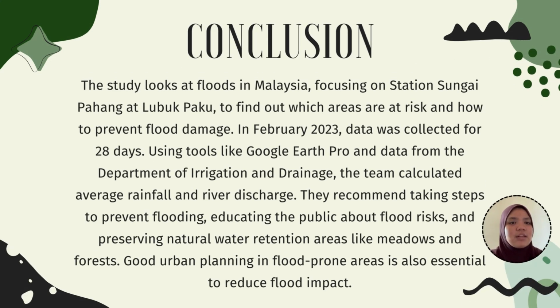Conclusion. The study looks at floods in Malaysia, focusing on Station Sungai Pahang at Lubuk Paku to find out which areas are at risk and how to prevent flood damage. In February 2023, data was collected for 28 days. Using tools like Google Earth Pro and data from the Department of Irrigation and Drainage, the team calculated average rainfall and river discharge. They recommend taking steps to prevent flooding, educating the public about flood risk, and preserving natural water retention areas like meadows and forests.